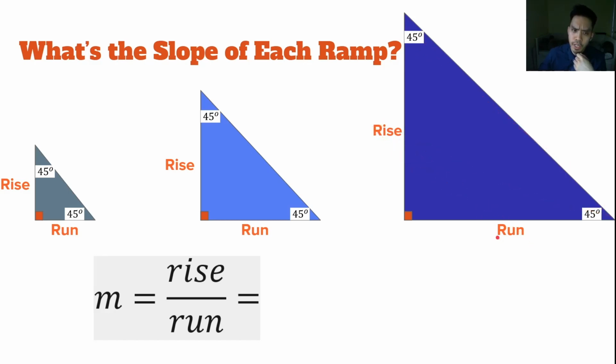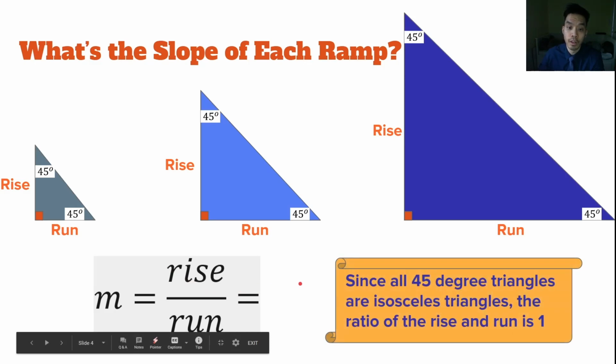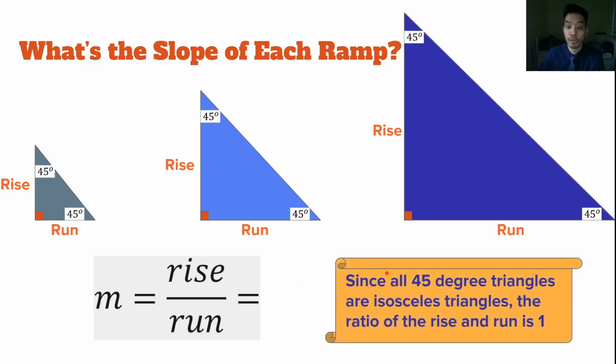So if the sides are equal, this is going to be the same number as this one, and this is going to be the same number as this one. This is just going to be a smaller number than all these ones, but it's going to be the same small number as this one. If you divide the same two numbers, it's going to be 1. So since all 45-degree triangles are isosceles triangles, the ratio of the rise and the run is 1.